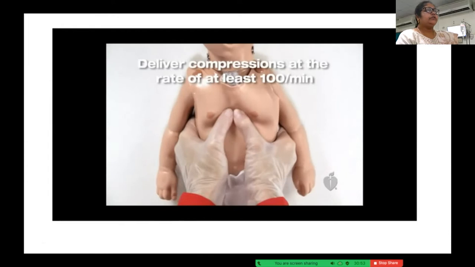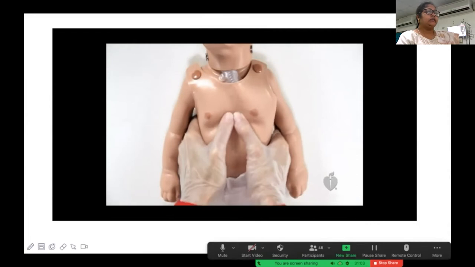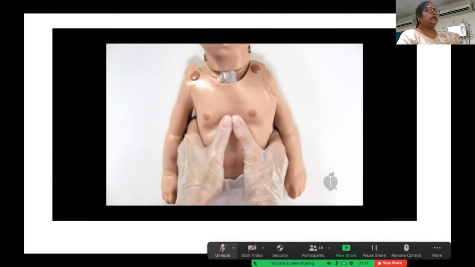We have to make sure that it is compressing at least 4 centimeters or 1.5 inch depth, and we also have to allow chest recoil. The lower part of the sternum is very fragile in babies, so we have to take care that we don't press the manubrium sternae out of place. Switch students.